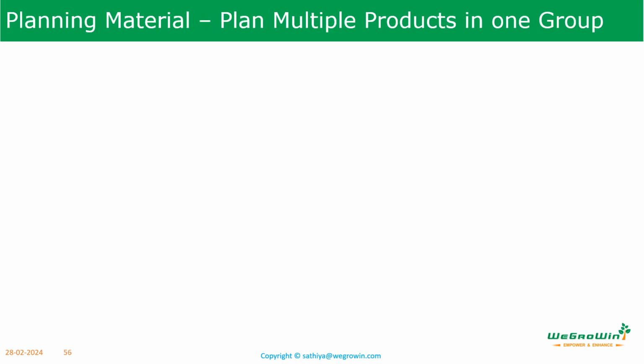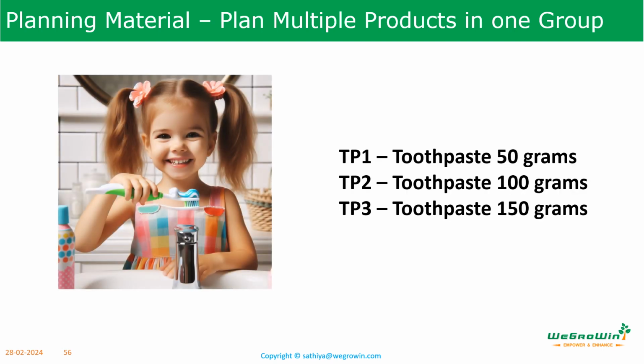Now we are going to discuss planning material. So what is planning material? Why do we use the planning material? There are different ways to use the planning materials. One of the ways we'll explain now. For example, we are having a toothpaste, right? This toothpaste may be produced in different SKUs. For example, TP1 with a 50 gram size, TP2 with a 100 gram size, TP3 with a 150 gram size.